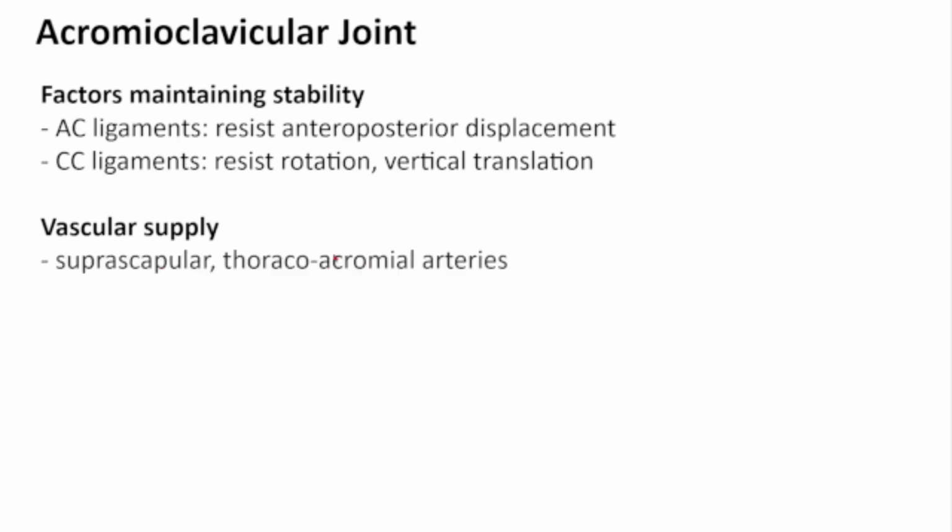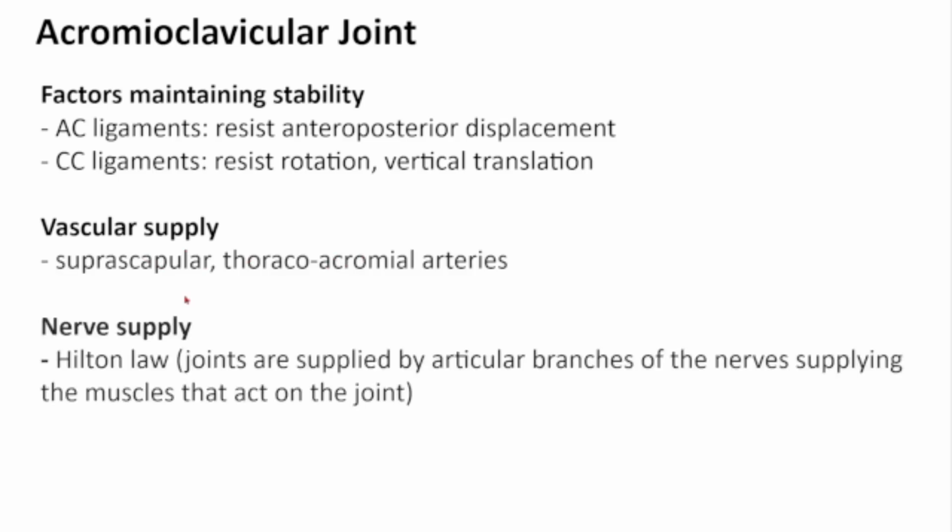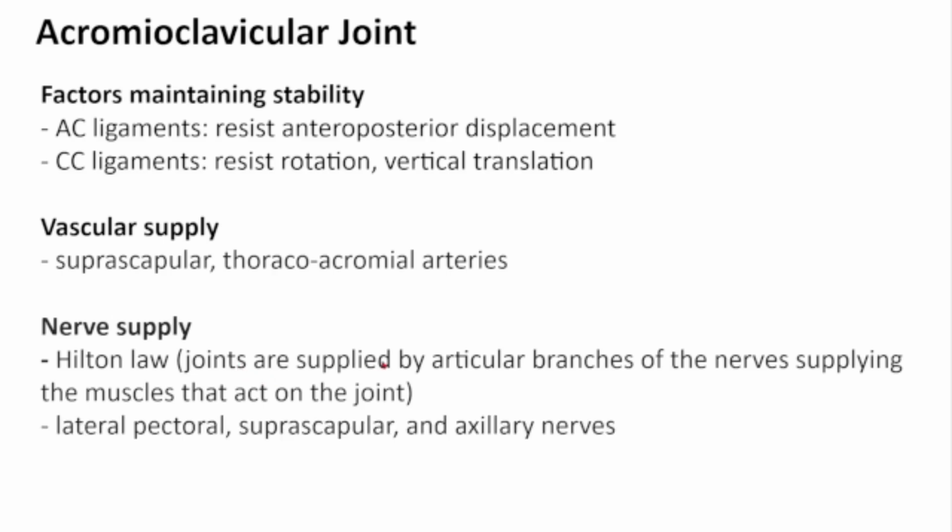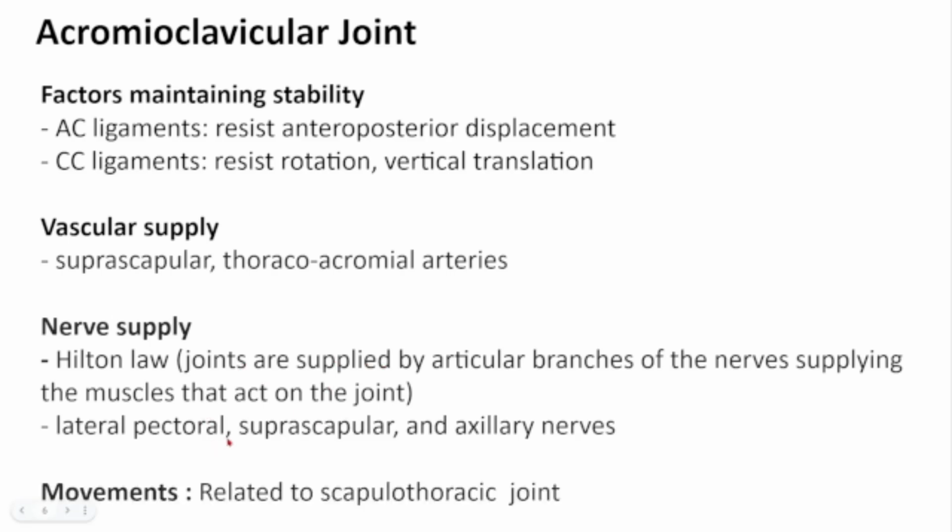Vascular supply, arteries around there, suprascapular, and thoracoacromial. And then Hilton's law is basically that the joints are supplied by articular branches of the muscles around the joint. So here are those nerves: lateral pectoral, suprascapular, and axillary nerve.